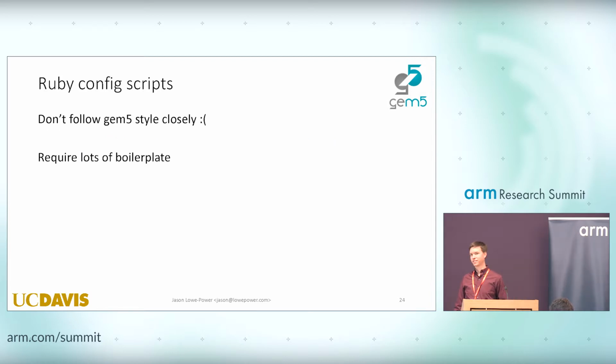Okay, so now that you have a complete implementation of your cache controllers, the next step is to configure the gem5 system so you can use it. Now, sadly, the Ruby configuration scripts really don't follow the same style as all the other configuration scripts in gem5 at all, and they require lots and lots of boilerplate. So usually what people do is just copy all the code, paste it in a new file, and then change the few things they need to change. But that's not absolutely necessary.